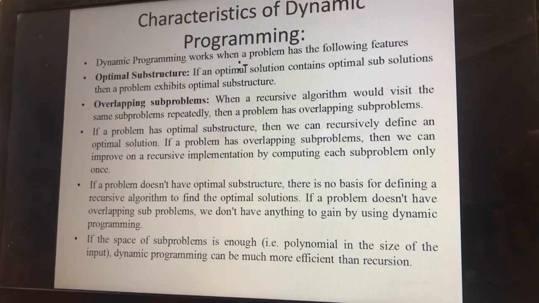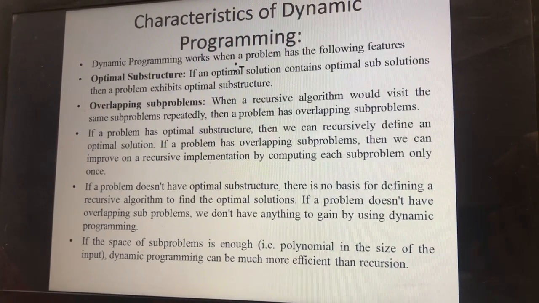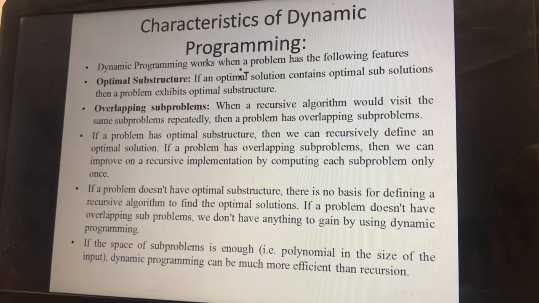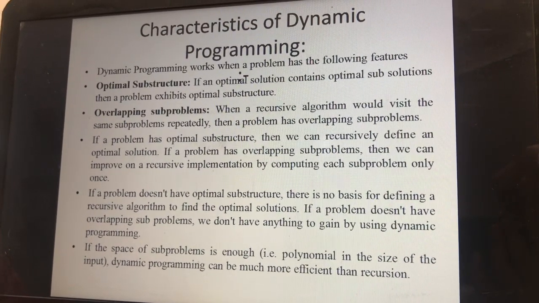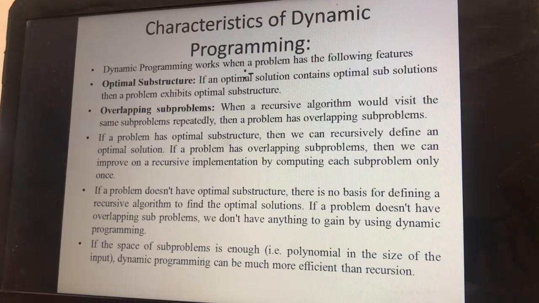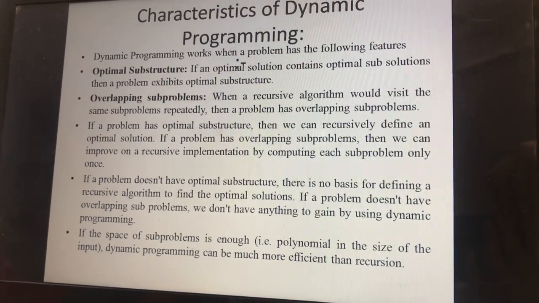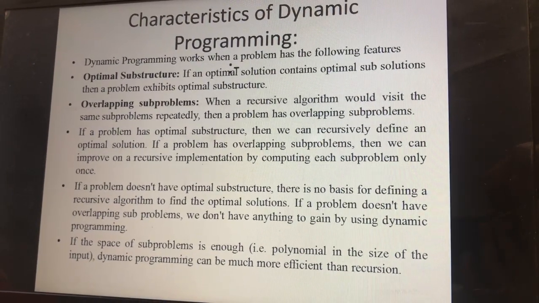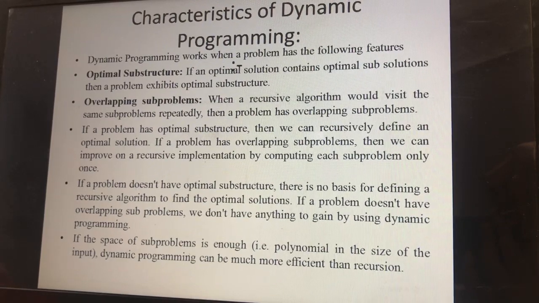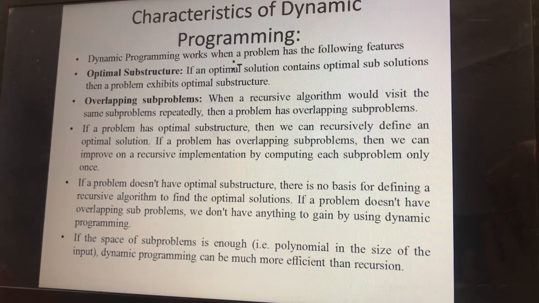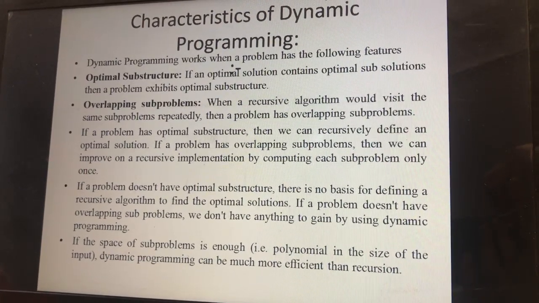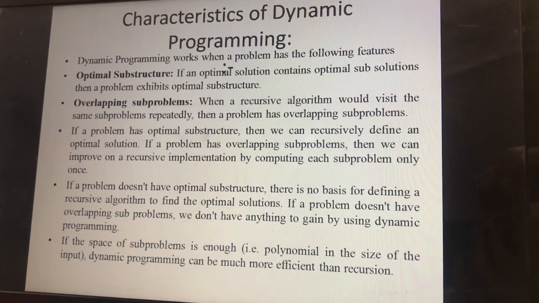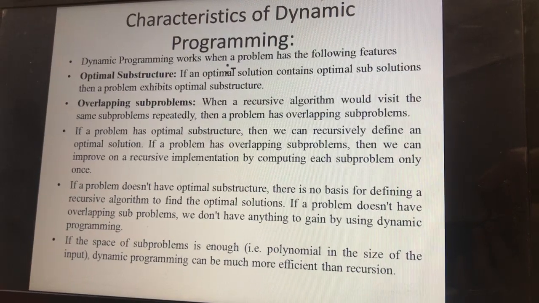One is optimal substructure. If an optimal solution contains optimal solutions to subproblems, then the problem exhibits optimal substructure. Similarly, overlapping subproblems: when a recursive algorithm would visit the same subproblems repeatedly, the problem has overlapping subproblems. If the problem has optimal substructure, then we can recursively define the optimal solution. If the problem has overlapping subproblems, then we can improve on a recursive implementation by computing each subproblem only once.